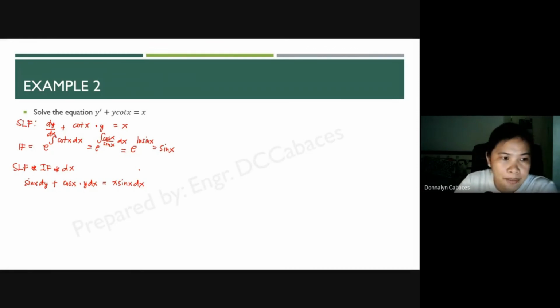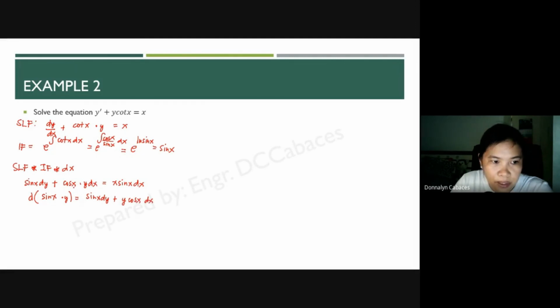Okay? Then, the left side again, let us verify if it is the derivative of sine x and y. That would be equal to what? Sine x dy plus y cosine x dx. So you have here sine x dy and y cosine x dx. So the left side is okay, which is equal then to the derivative of y sine x is equal to x sine x dx. Then we integrate both sides of the equation.